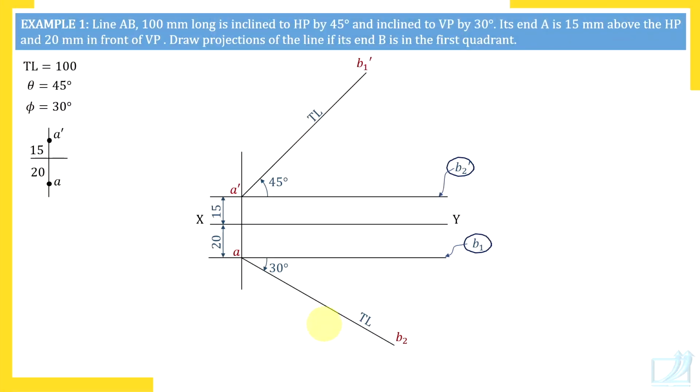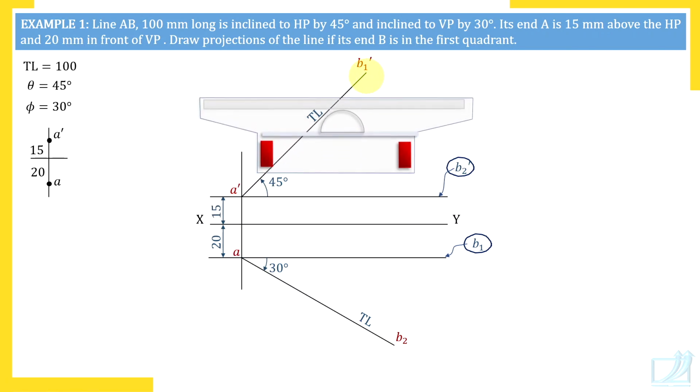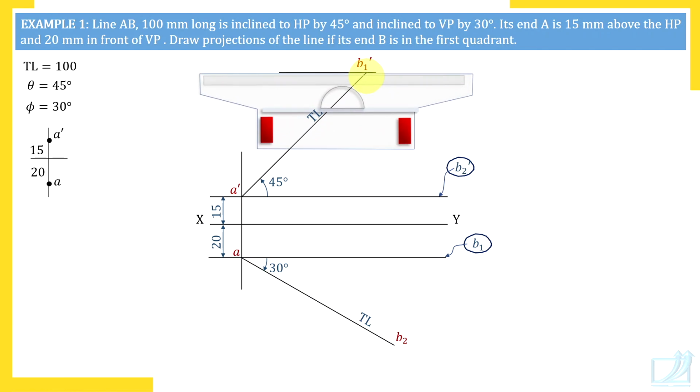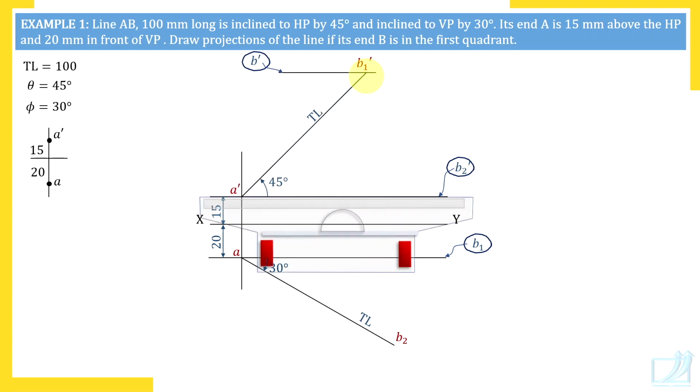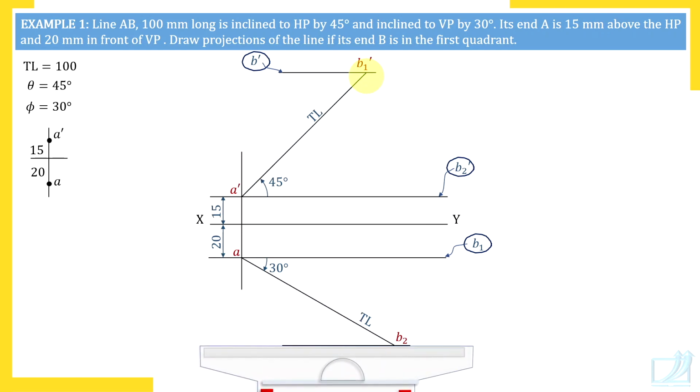So let's proceed. Through B1 dash, I am drawing a horizontal line. Which other point is on this line? You know that B dash and B1 dash lie on the same horizontal line. So on this line, B dash is. Similarly, draw a horizontal line through B2. B2 and B lie on the same horizontal line. Therefore, we are sure that on this horizontal line point B is, and on this horizontal line B dash is. So B dash and B1 dash are on a horizontal line, B and B2 on a horizontal line.